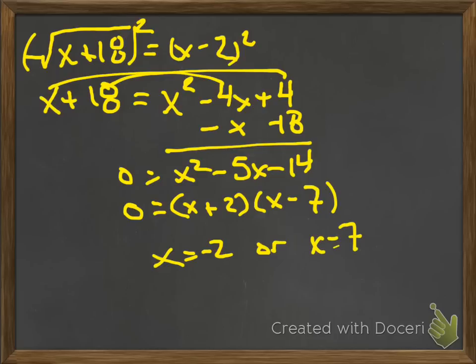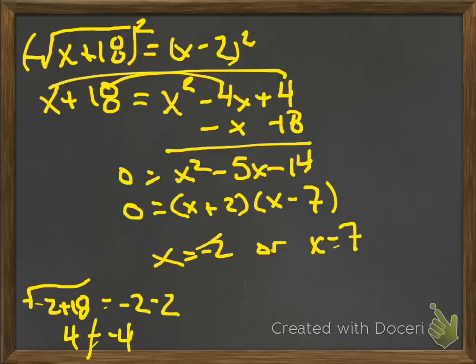Now, testing those out, if you were to put the negative 2 in place of the x, you would end up getting that positive 4 is equal to negative 4, which means that's not possible. So x equals negative 2 doesn't count. Doesn't work. It's an extraneous solution.